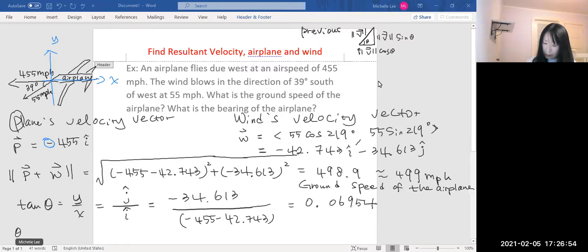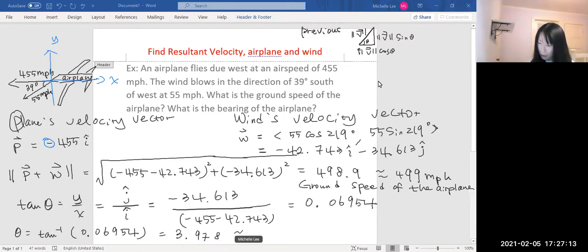If we find the angle theta, the arctangent of 0.06954, using the calculator, make sure it is in degree mode. So this is 3.978, so we're going to put 4 degrees. This is the final answer.